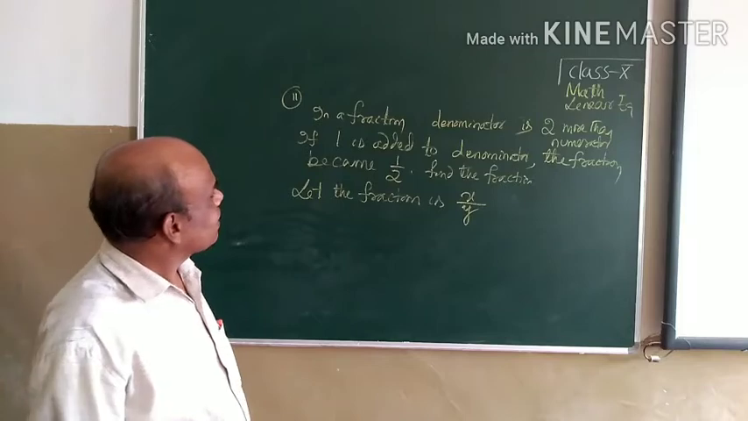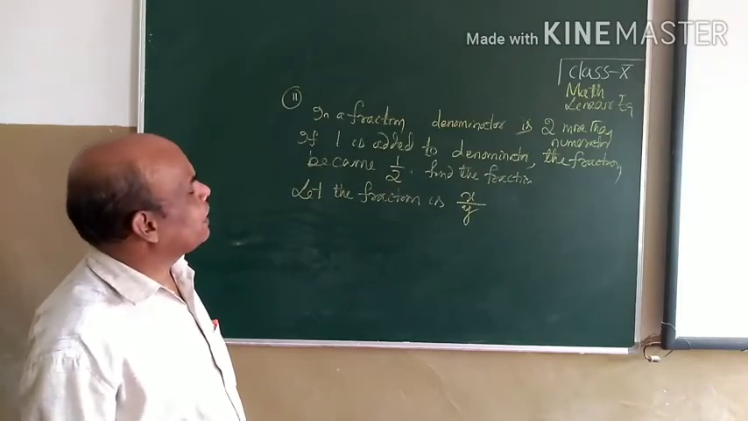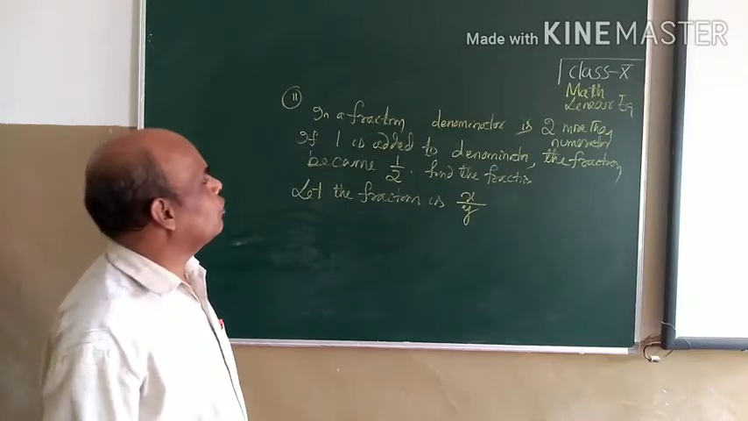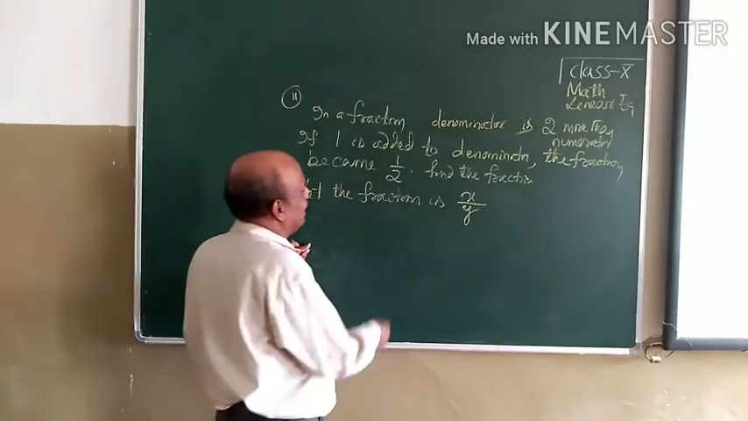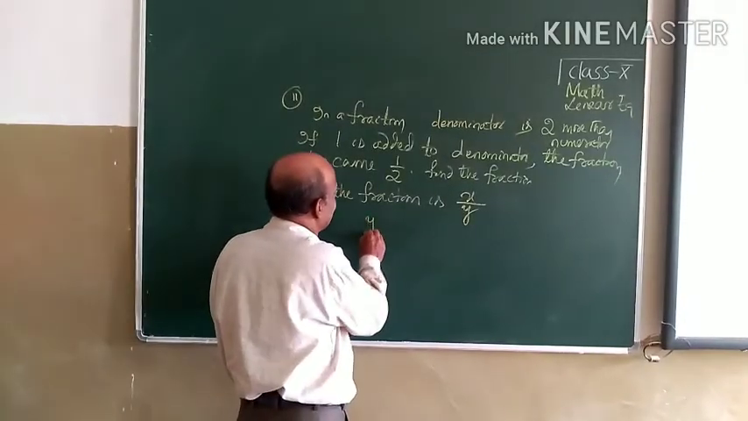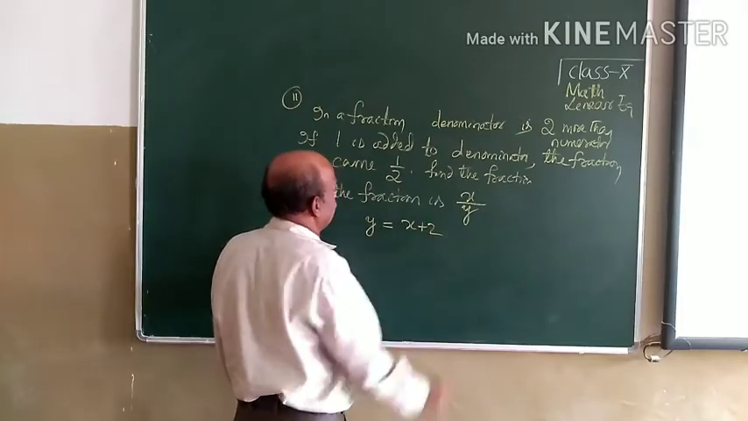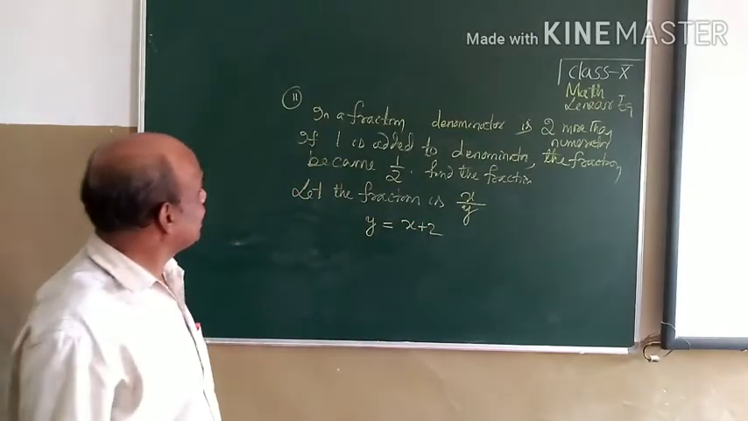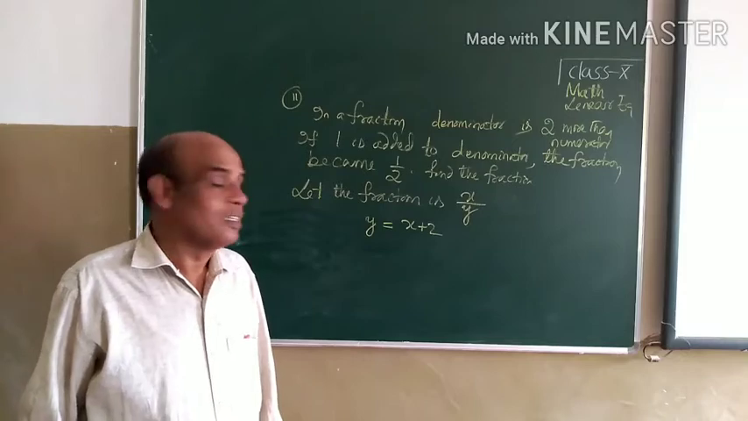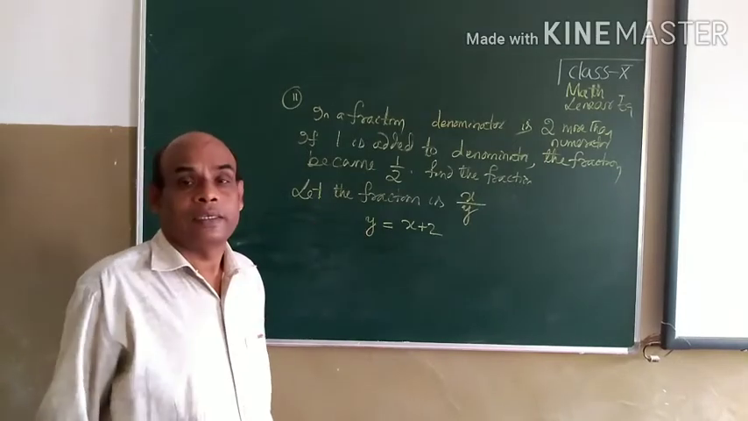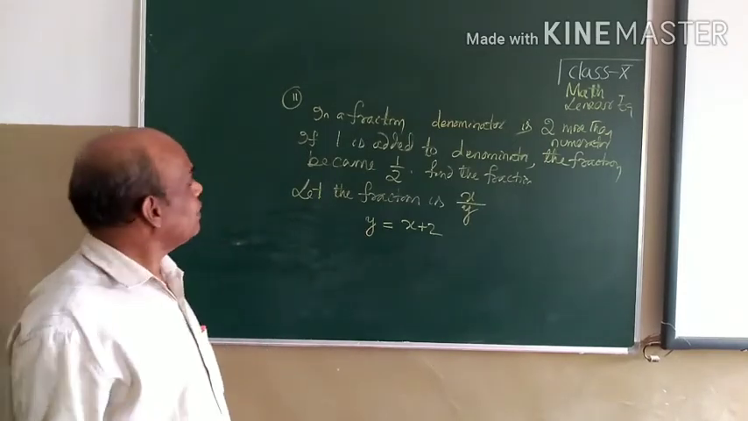Then what is it? In a fraction, the denominator is 2 more than the numerator. So we write y is equal to x plus 2 as per the question. Denominator means y, that is 2 more than the numerator.